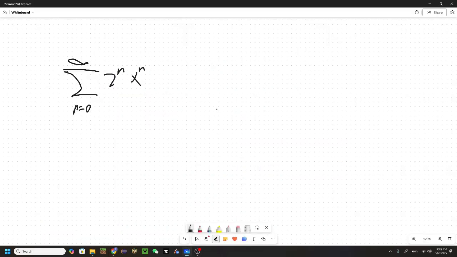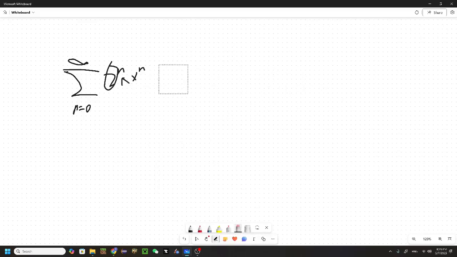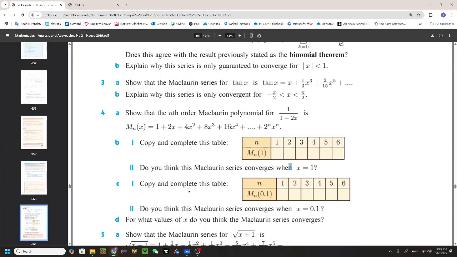For this one, you don't even need the ratio test, because you can just tell that the common ratio r, absolute value of r, is greater than 1, because it's 2. So no, this one will not converge. You can also do the ratio test on your own, but you can just tell by the common ratio because it's a geometric series. That's a very easy way to tell. So no.